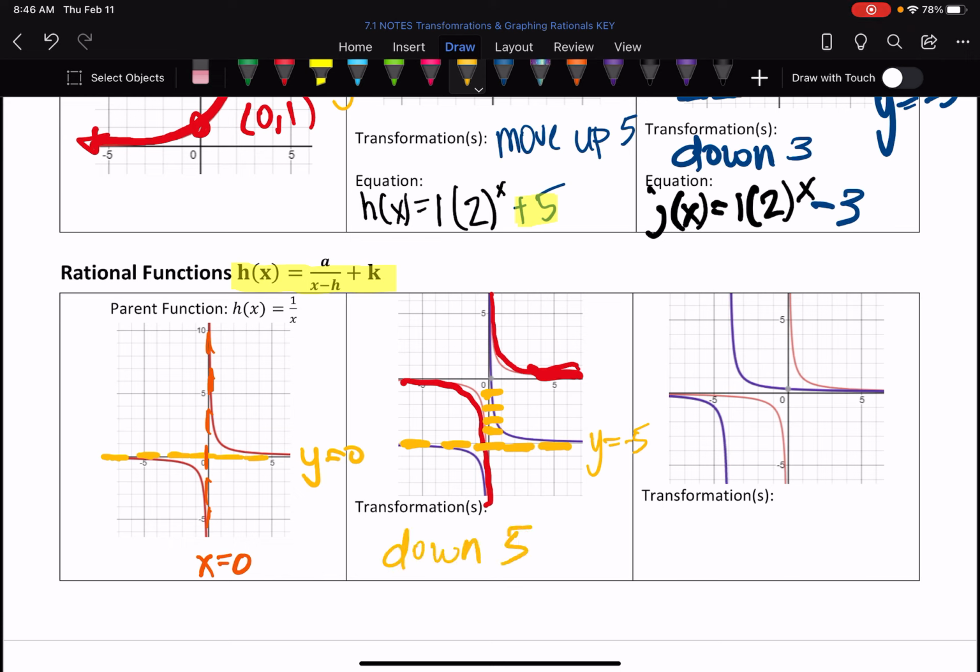If I look at my third one, here's my parent function. And I notice we're not going down at all. I'm actually going to the left. So I'm going to the left 1, 2, 3, 4. So this one is x equals -4, or I went to the left 4.